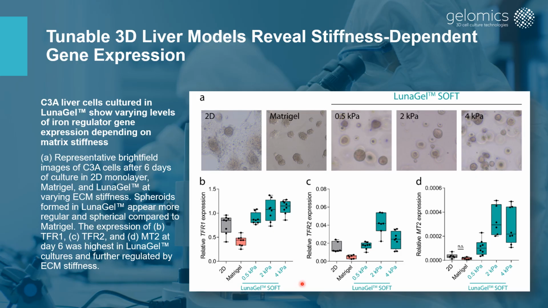Gene expression analysis further revealed that LunaGel promoted stiffness-dependent regulation of iron homeostasis genes. Expression of TRF1, TRF2, and MT2 was significantly higher in LunaGel than in 2D or Matrigel conditions, with the highest expression observed at 4 kPa, indicating a clear link between ECM stiffness and functional gene activity in liver cells.